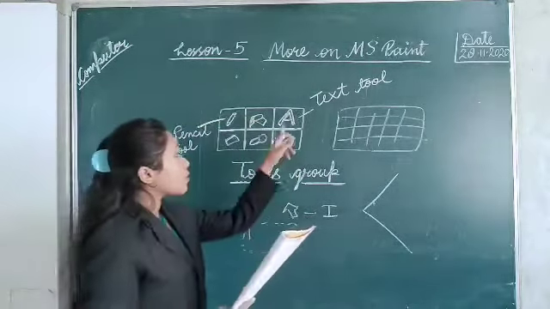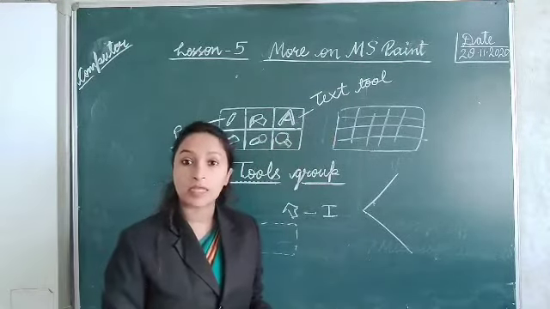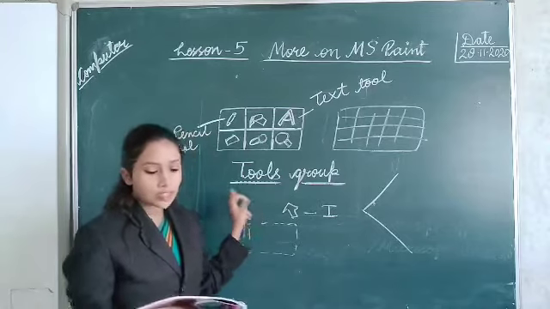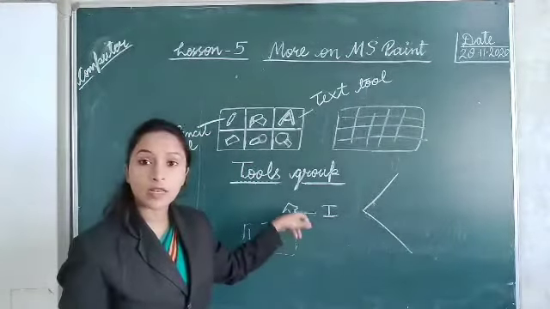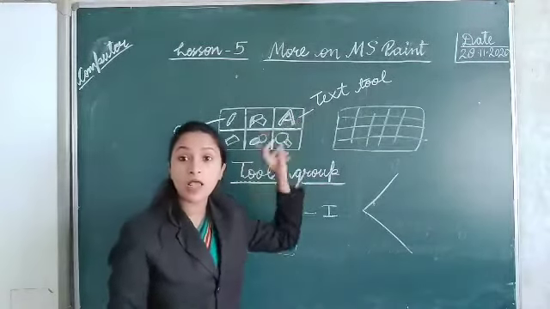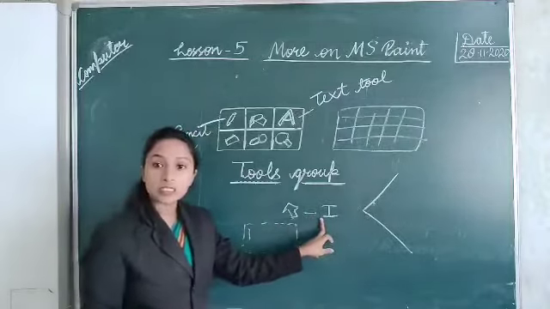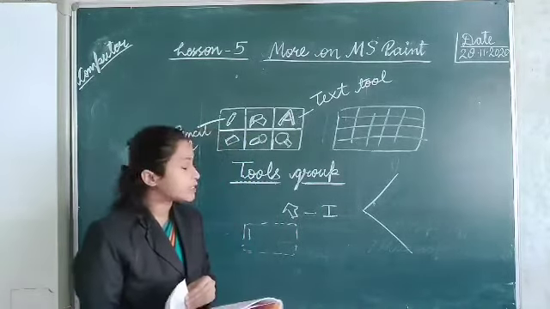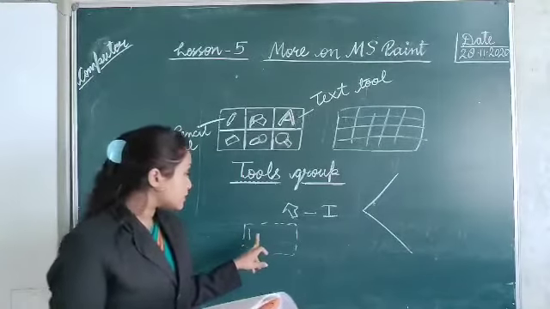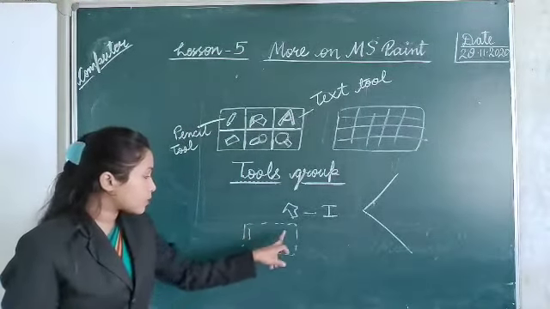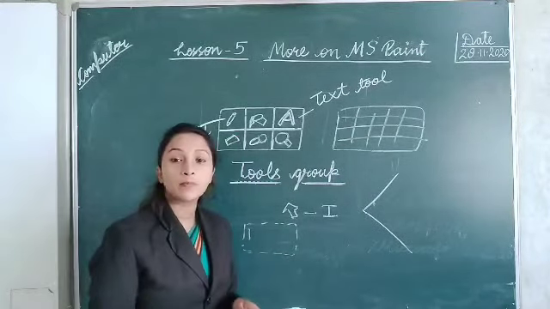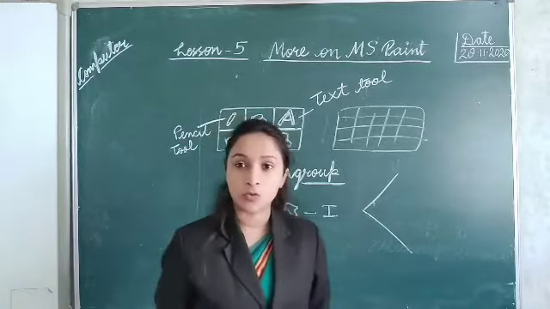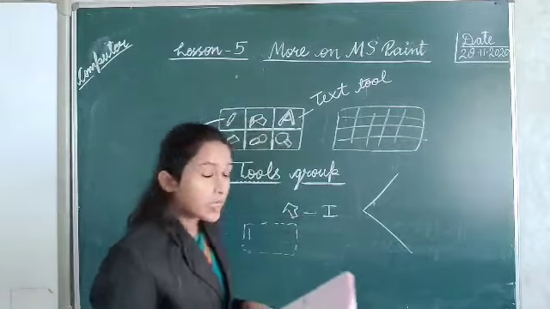You have to click on the text tool, which is present in the tools group. The pointer changes into an I shape. Click and drag the pointer on the drawing area where you want to place the text. The dotted rectangular box will appear with a blinking cursor inside it. There you can type and add the text with your picture. Clear? Next, the eraser tool. The eraser tool is used to erase any part of a picture.